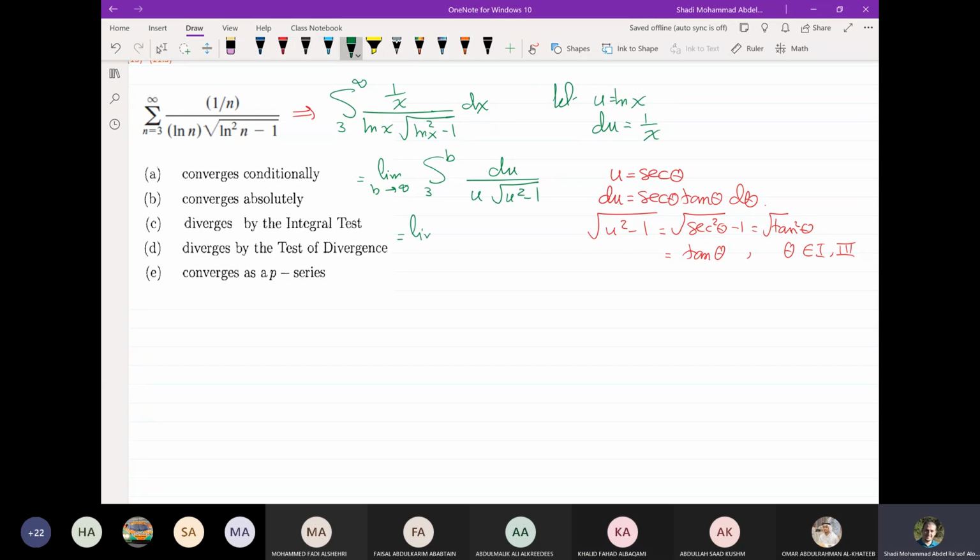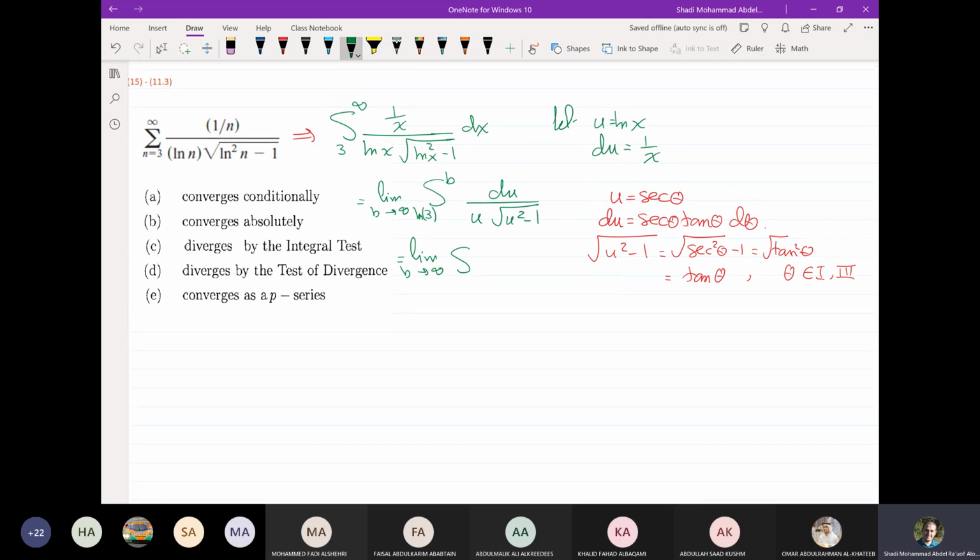Yes. So the question becomes what? It will be the limit as b goes to infinity of the integral. This is ln 3. Okay, I will change the limit to ln b. If you want ln 3 and ln b, and ln b goes to infinity, it will not make any changes. Now du is what? Secant theta tan theta d theta over u, which is secant, and this root gives you tan theta. So everything simplified, and you will have the limit as b goes to infinity of just theta.